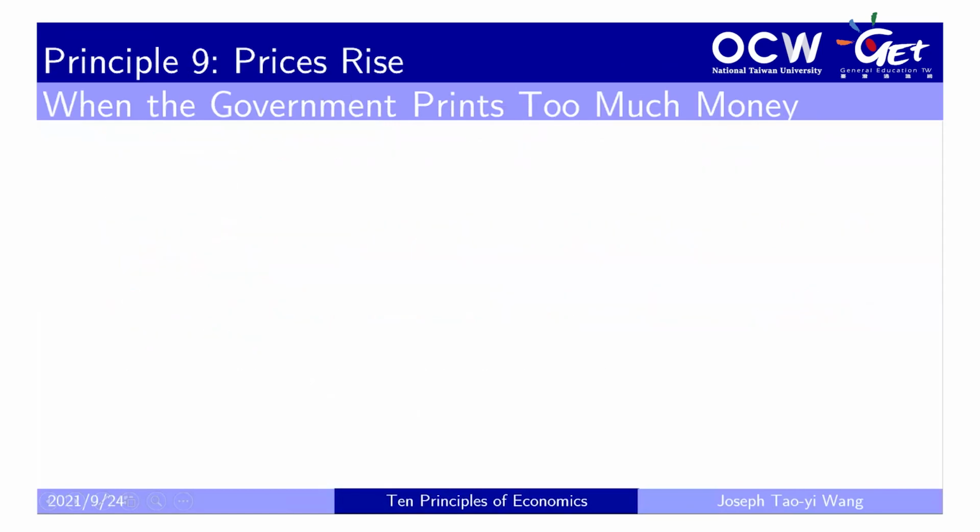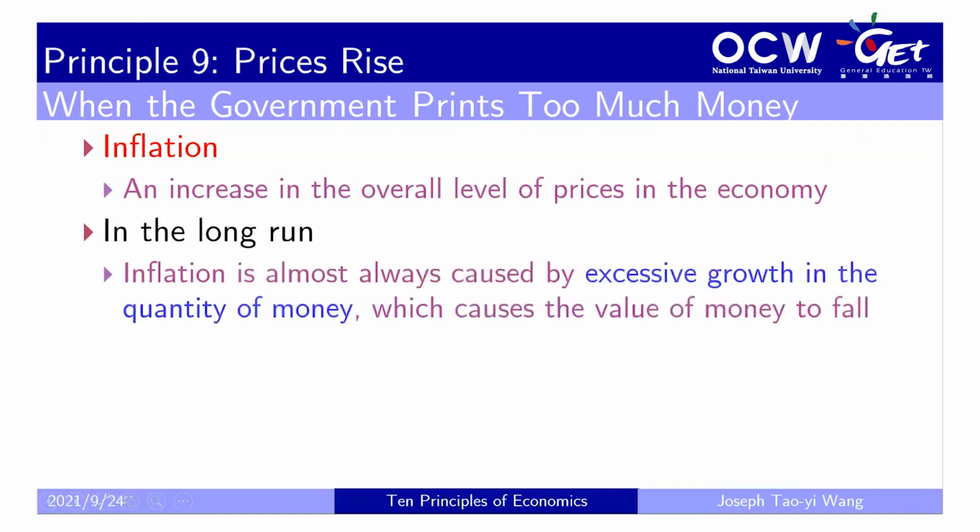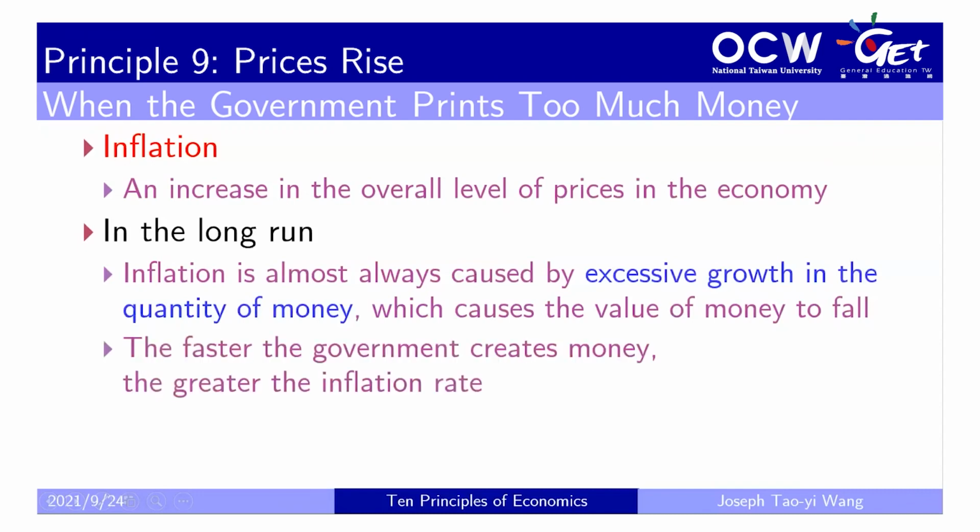Principle number 9: prices rise when the government prints too much money. Here we're going to talk about inflation. This is, again, an economy-wide phenomenon where the price level of the whole economy is going up. And in the long run, inflation is almost always caused by printing too much money. So you have an excessive growth in the quantity of money, and that means the value of the money is going to go down. And so the faster the government creates money, the greater the inflation rate.